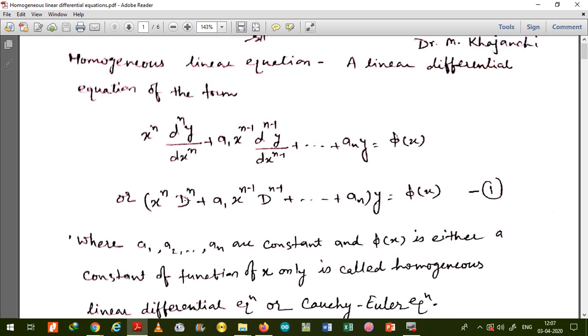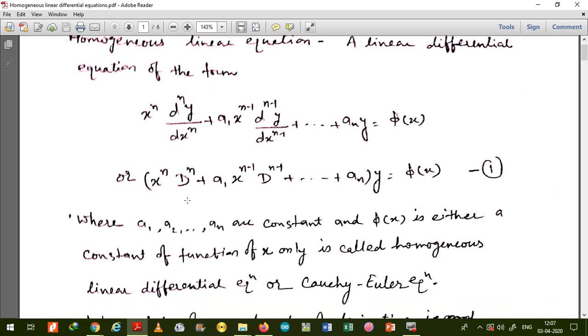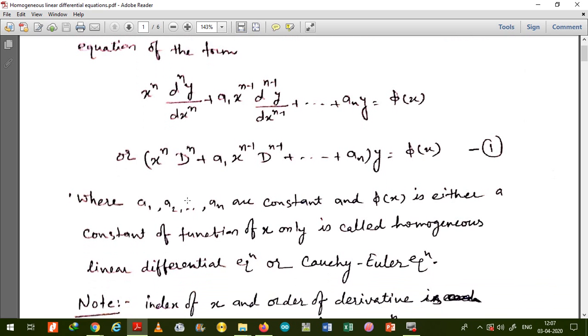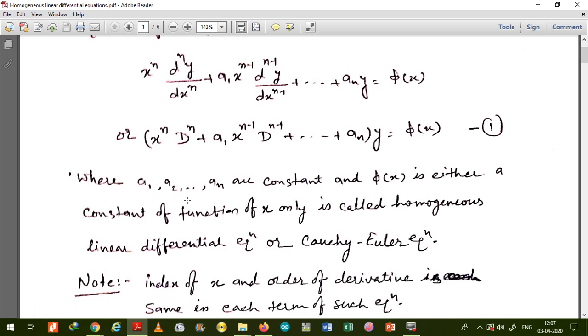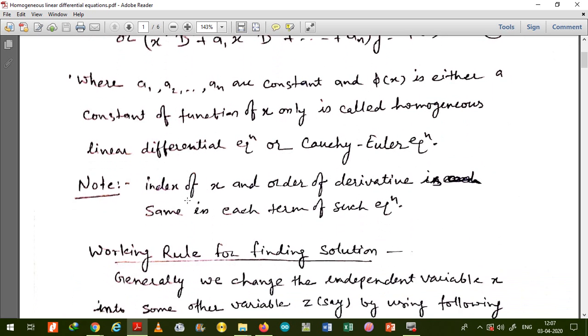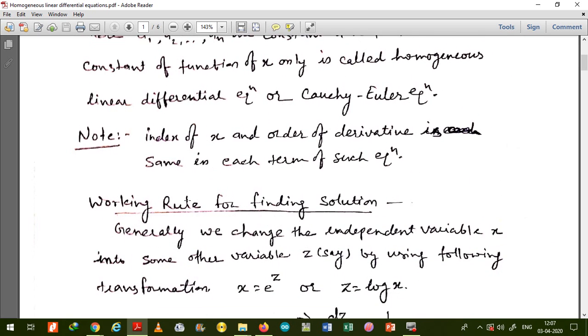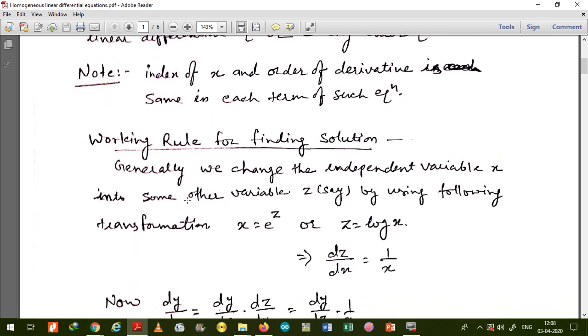So its general form is x raised to power n d raised to power n plus a1 x raised to power n minus 1 d n minus 1, plus and so on, a n y equals some function of x. Here a1, a2, a n are some real constants, and the right hand part phi is some function of x. Many times homogeneous equations are also called Cauchy-Euler equations. Now we'll look at how we solve this type of equation.